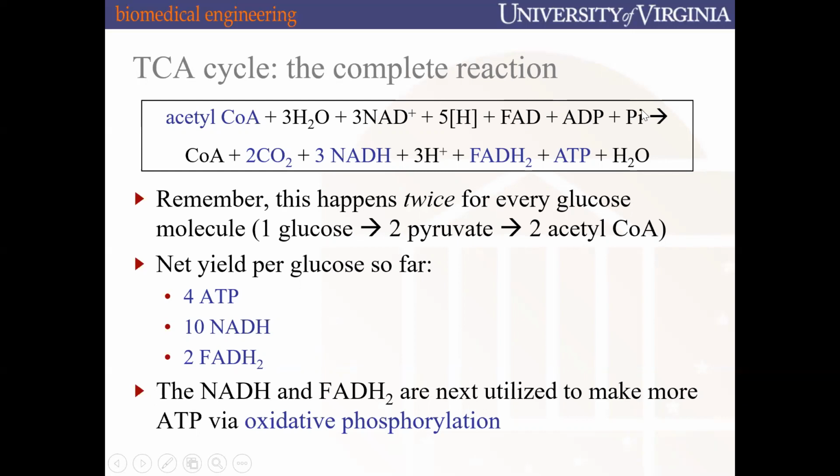Can you explain the definition of the term reducing equivalents?